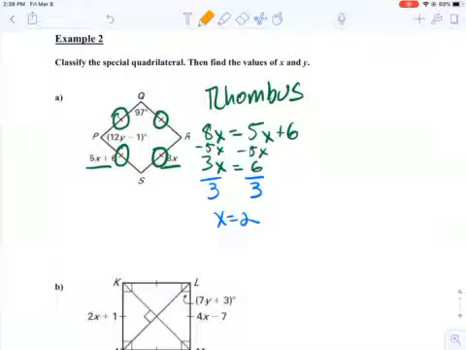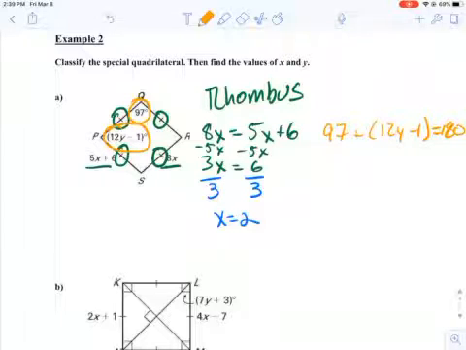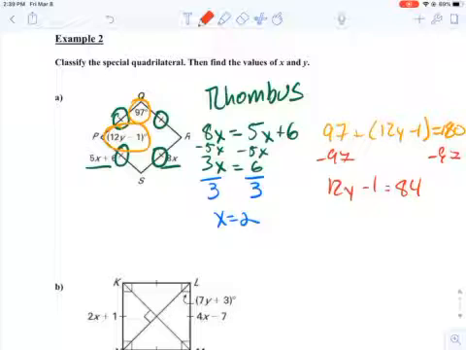And we don't have that the angles are all equal, but we still have a parallelogram. So these two angles are consecutive angles, so they still have to add up to 180 degrees. It's 97 plus 12y minus 1 equals 180. So subtract the 97 to the other side. We should have 12y minus 1 equals 83. Add 1 to both sides. 12y is equal to 84, so y is 7.